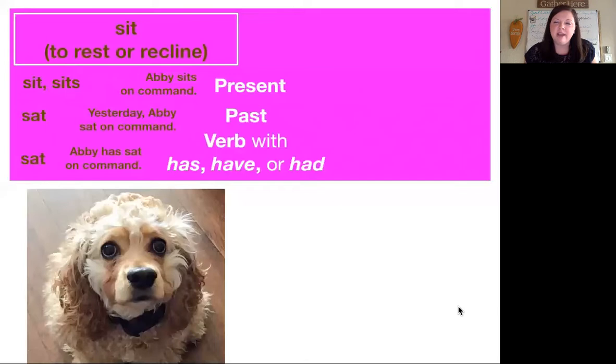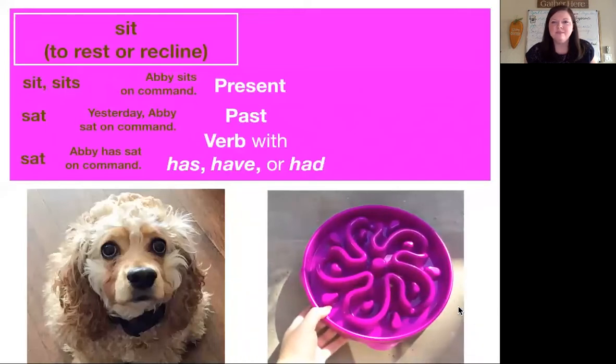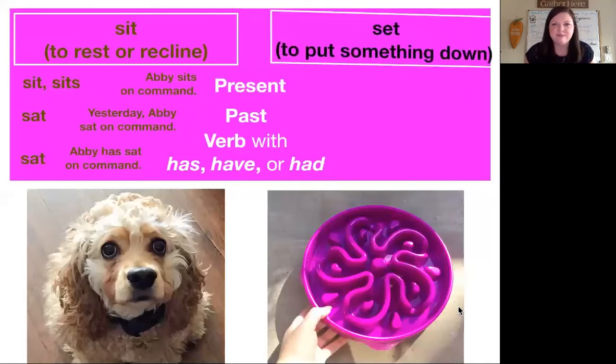Sit can oftentimes be confused with the verb, what do you think that is? It's her bowl, just in case. And if you're wondering what those little squiggles are, oh man, let me tell you just a little bit about Abby. She loves to eat so fast. Kind of like y'all when you're eating at the lunch table and you're trying to eat so fast so you can go play. She's the same way. So they make these crazy looking bowls with all these lines where she has to slow down and work a little harder to get her food out. So it's a bowl, just in case you didn't recognize that.